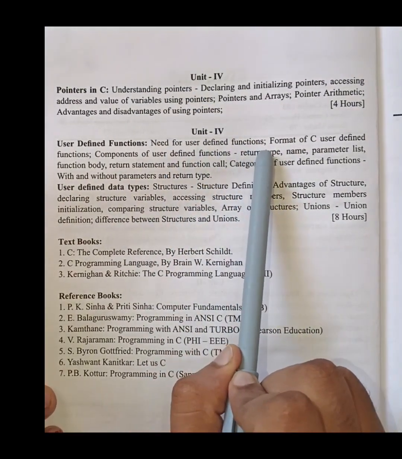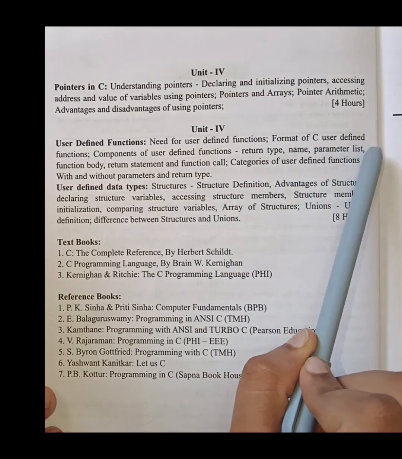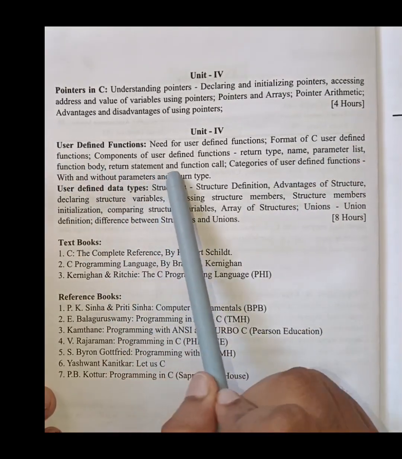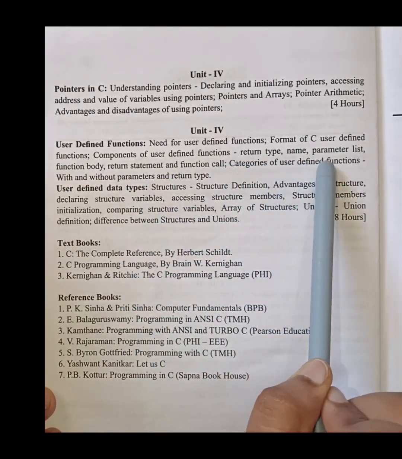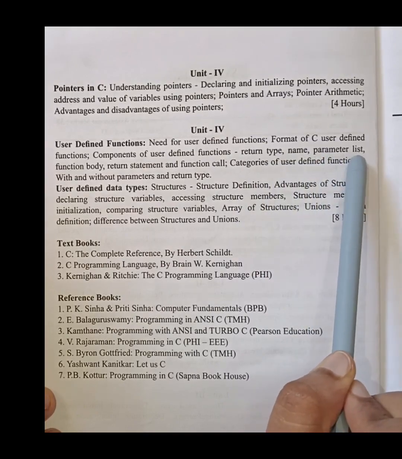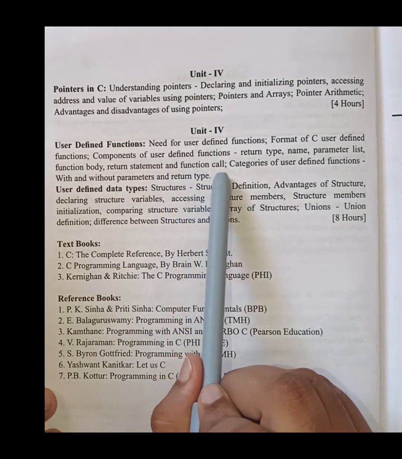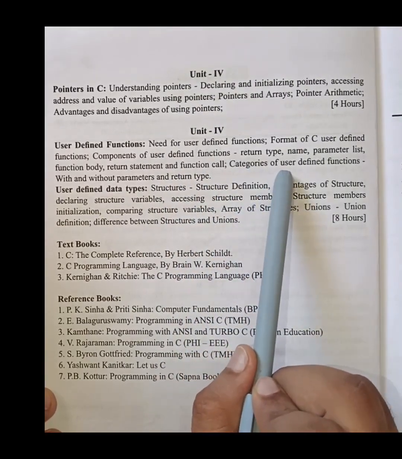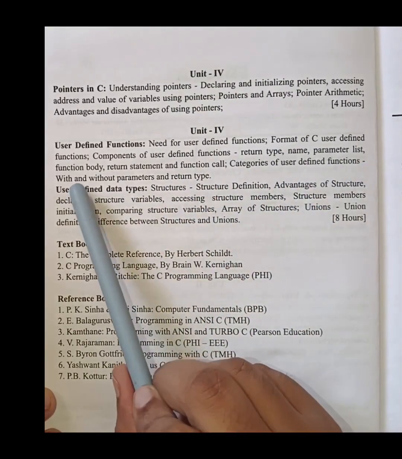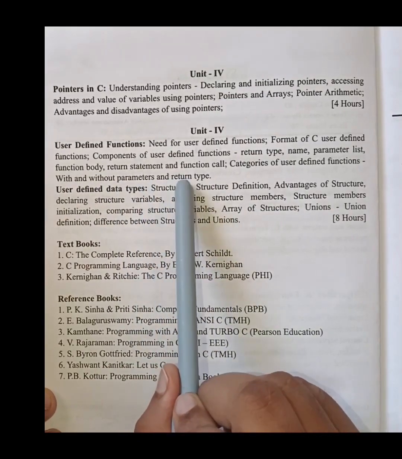In unit 5 you can see user defined functions, need for user defined functions, format of C user defined functions, components of user defined functions, return type, name, parameter list, function body, return statement and function call, categories of user defined functions, with and without parameters and return type.